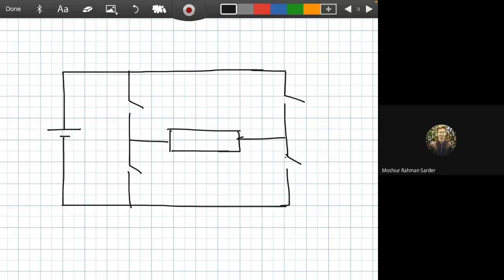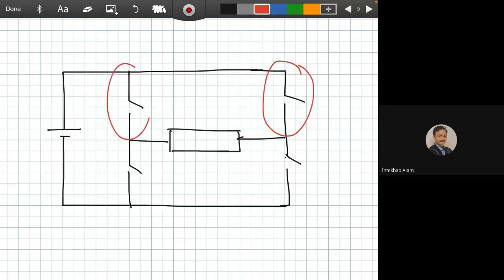Sure, sir. We are using only two switches, and the main problem is we have to use at least two ground isolation circuits for S1 and S3. Here is S1, here is S2, here is S3, here is S4. We need at least two ground isolation circuits.